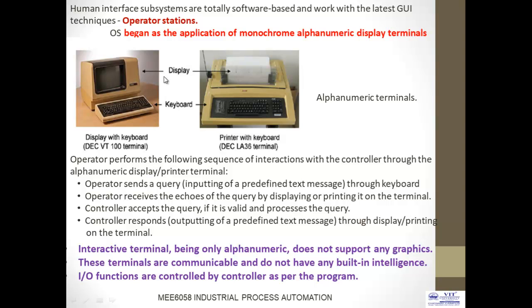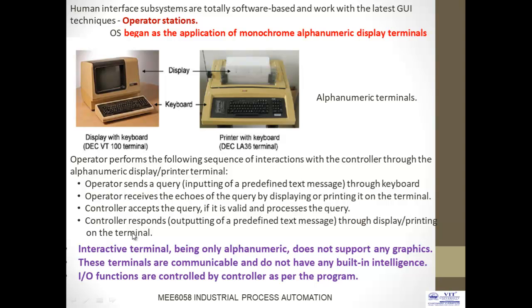Once the query is processed, it gives the final output in the form of a text message or in the form of video, that is, through display or printing on the terminal. That's the alphanumeric display terminal. The most important thing is that here you can find the text or alphanumeric message in the form of display or printing on the terminals. Whatever query is raised by the operator, it is sent to the controller, and the controller processes it. If the query is valid, it processes the query and takes the action as per the query.